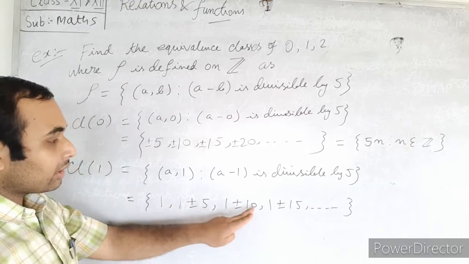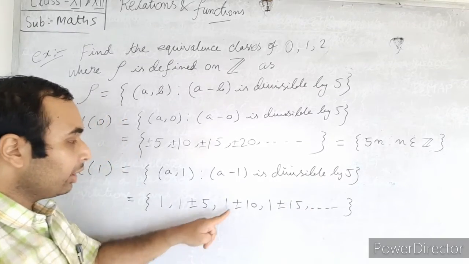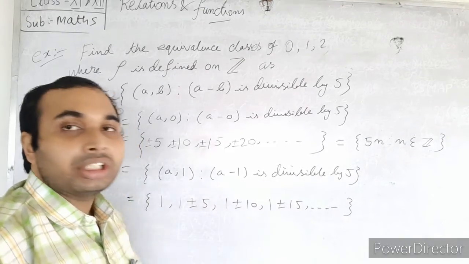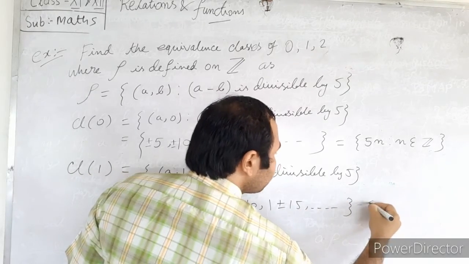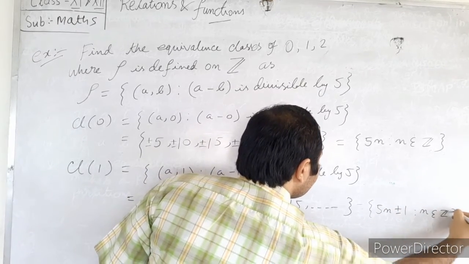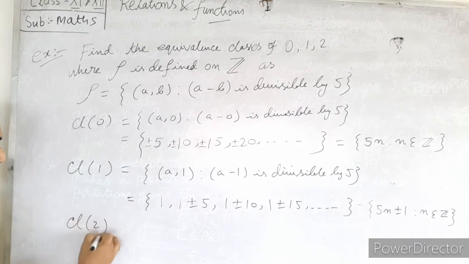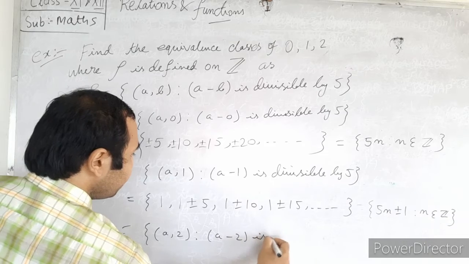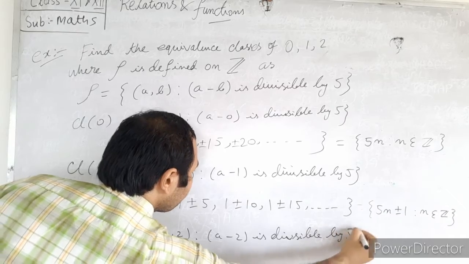Number 2, 1 plus 10, that is 11. 11 minus 1 is 10, which is divisible by 5. Again 1 minus 10, that is minus 9. Minus 9 minus 1 is minus 10, which is again divisible by 5. So this series will be there. Which series are we getting actually? 5n plus 1 such that n is an integer. Last one, class of 2. That is (a, 2) such that a minus 2 is divisible by 5.